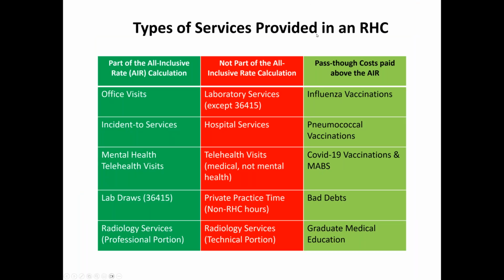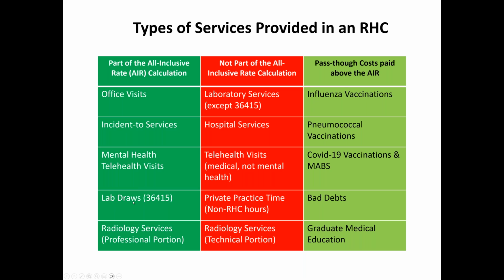Here are the different types of services that you would see in a rural health clinic. This green column, these are things that are in the all-inclusive rate, and they go on the cost report as an allowable expense. Office visits, 99203, 99204. Incident 2 services, allergy shots. That's the big one there. Mental health, telehealth visits are all part of the all-inclusive rate.